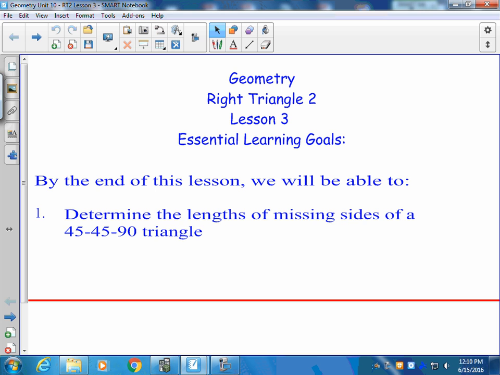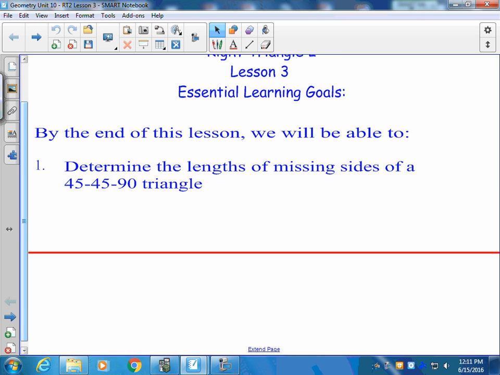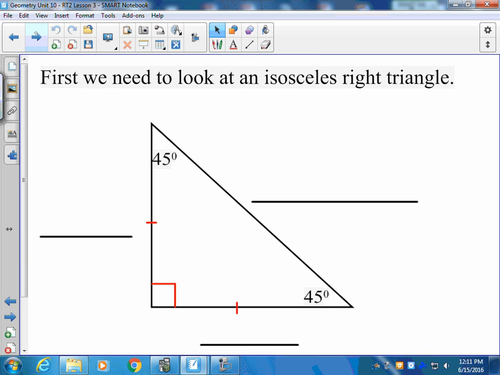We're going to find the lengths of missing sides of a special triangle called the 45, 45, 90 triangle. Okay, so we're working through to find those values. We're going to have some shortcuts, but we're also going to look at it proportionally.